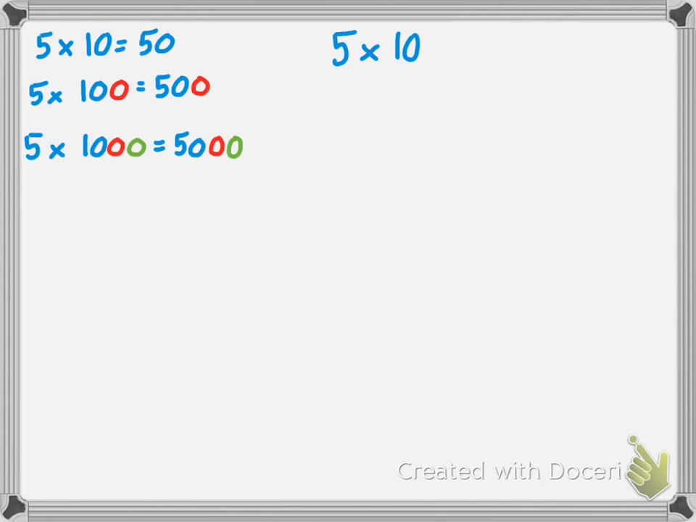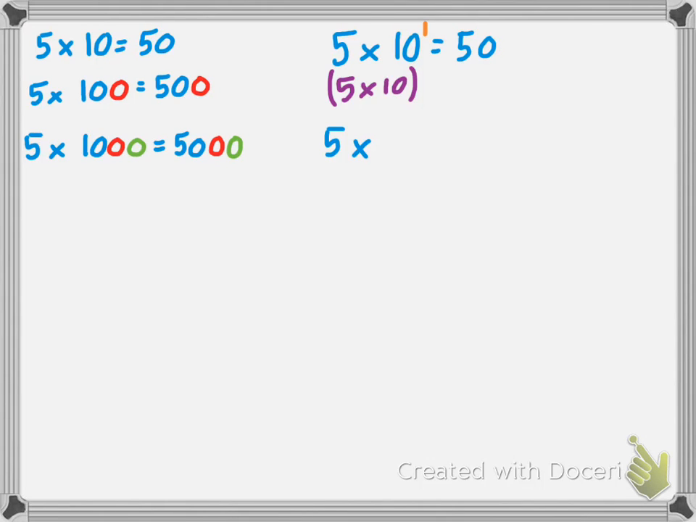Let's look at this with exponents. If I have 5 times 10 to the first exponent, or to the power of 1, that means I'm going to use 10 one time in my math problem. In other words, 5 times 10 one time. And 5 times 10 is 50.